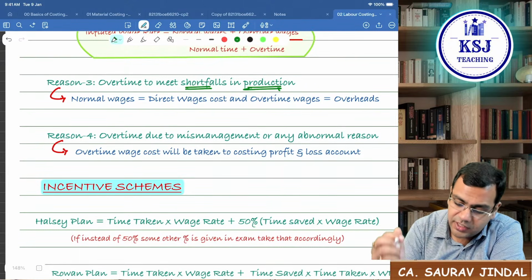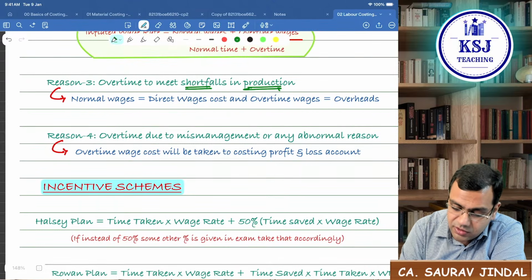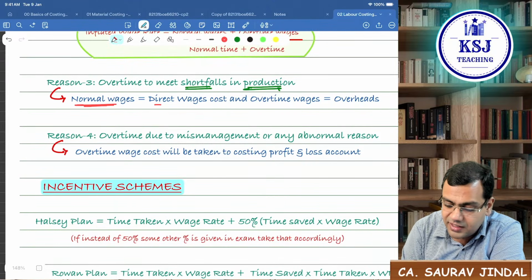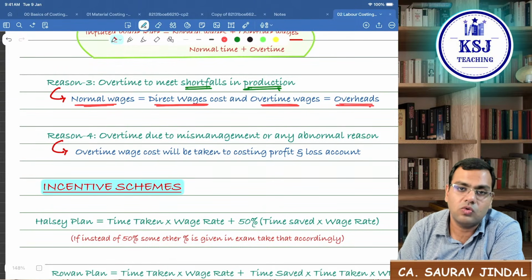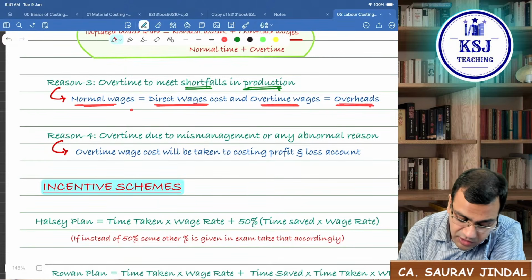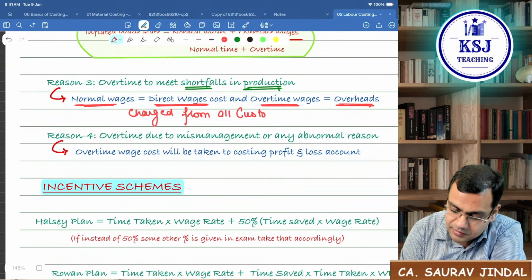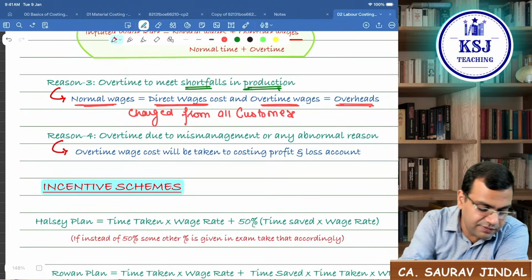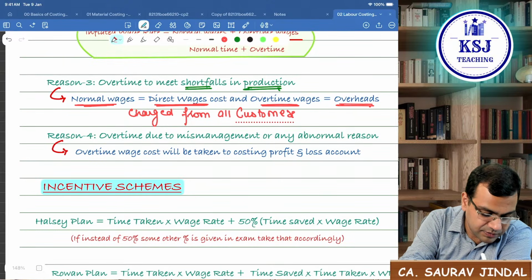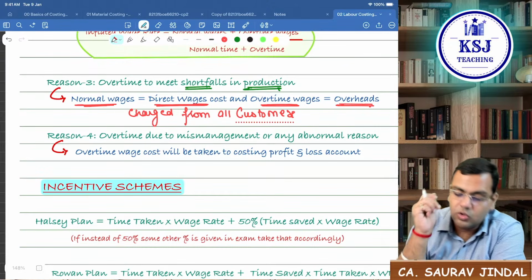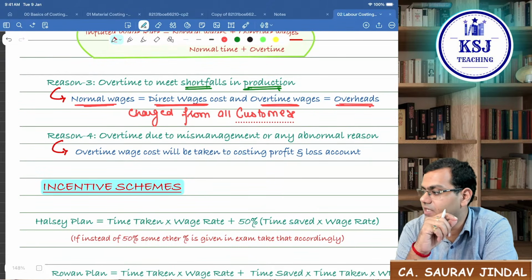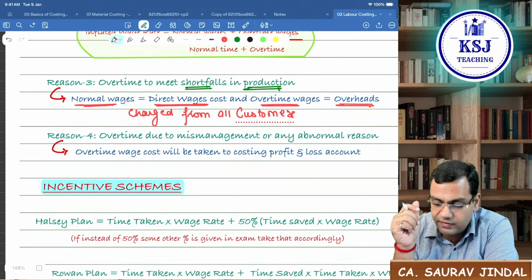In that case, whatever the normal wages that you are paying will be treated as the direct wages cost, and the overtime wages will be treated as overheads. Ultimately, it will be charged from all customers. The only difference is the normal wages will be direct wage cost and overtime will be the overheads.